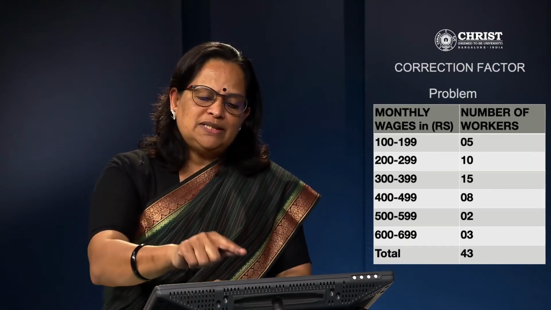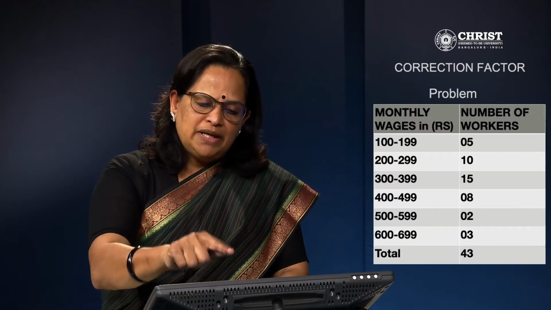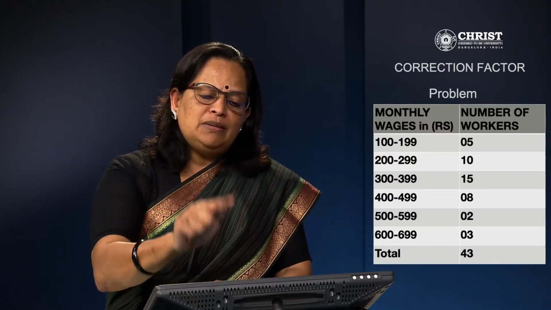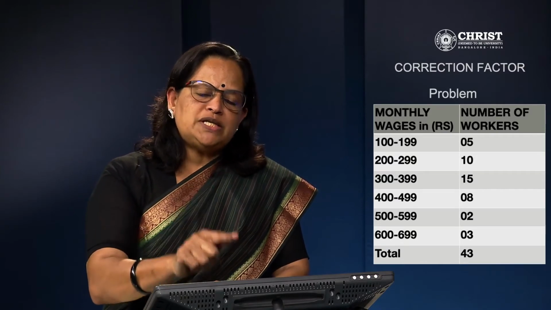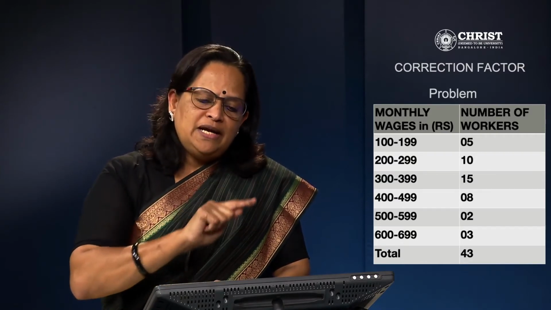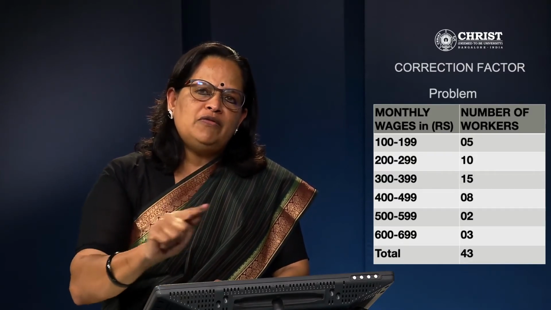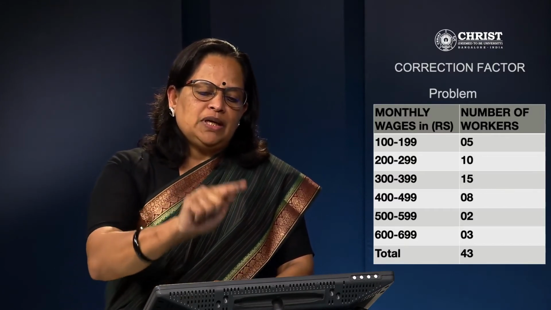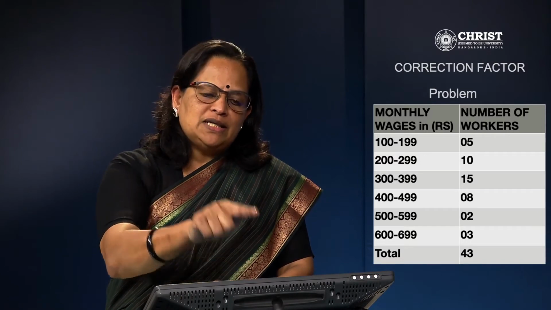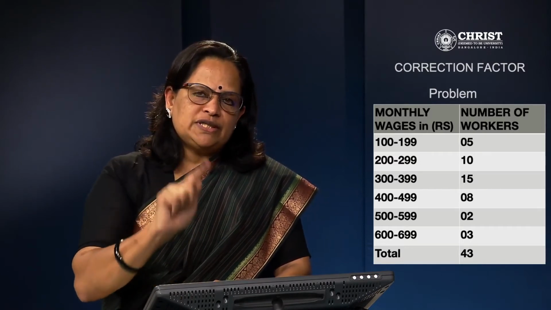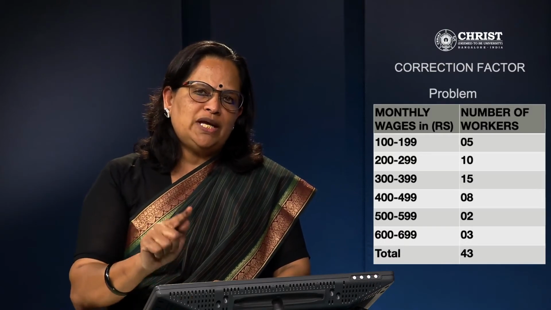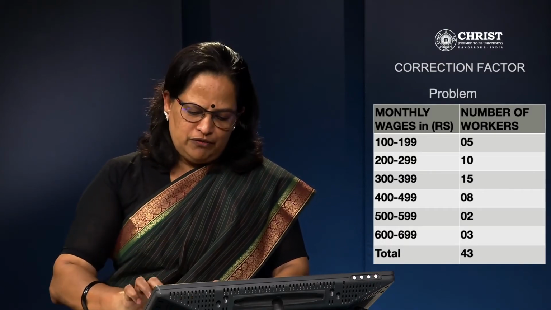Lower limit of the second class, that is 200, minus upper limit of the first class, that is 199, divided by 2. That means 1 divided by 2, so 0.5 is the correction factor. So I'll repeat: lower limit of the second class minus upper limit of the first class divided by 2, that is the correction factor. 200 minus 199 divided by 2, that is 0.5.